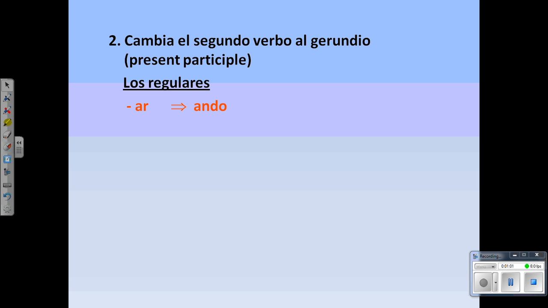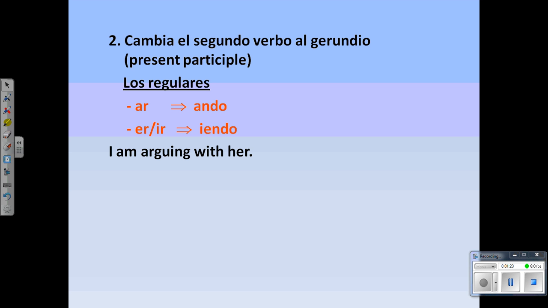Now, how do you do this? The first verb is estar, I am, you are. The second verb is the -ing verb: studying, eating, sleeping. So to make the -ing in verbs, you take off the -ar and you add -ando. For -er and -ir verbs, you add -iendo.